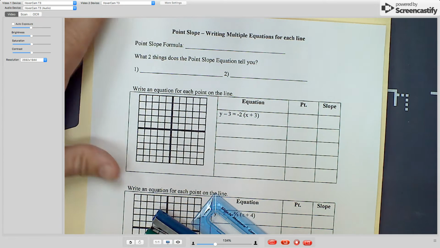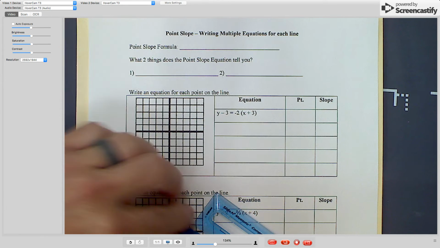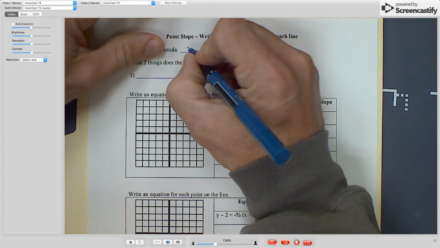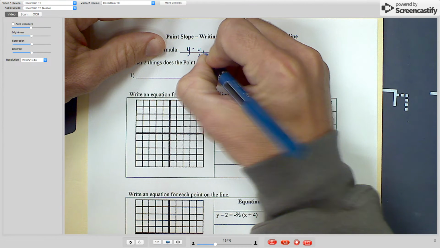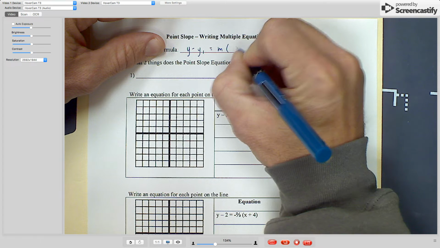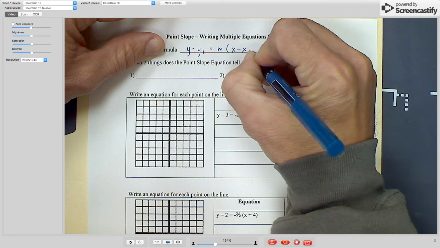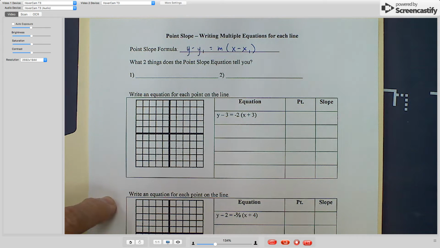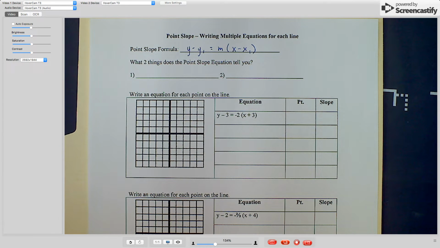Here we go. The point slope formula is very important to understand, so you need to know what it is. It is y minus y1 is equal to m parentheses x minus x1. You need to have a grasp of that formula to be successful when you're writing all these different equations. And once you do, it becomes really easy.